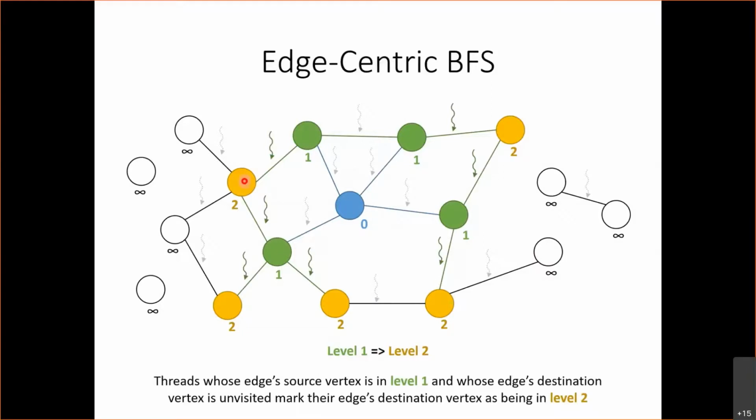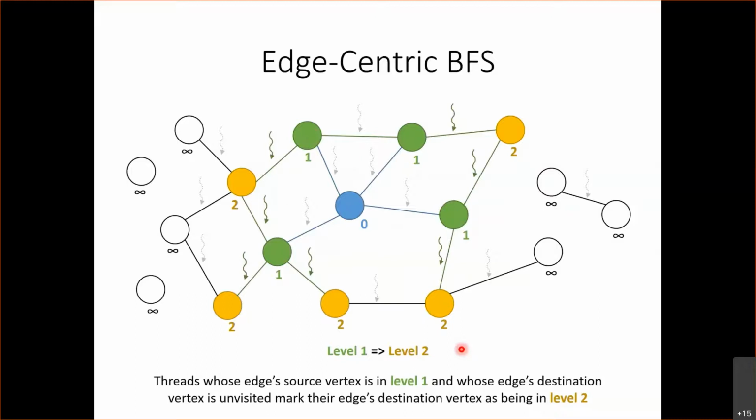So in this case, this thread for its edge will find that the source vertex is in the previous level, level 1, and its destination vertex has not been visited. So this thread will mark its destination vertex as part of the current level, which is level 2. Okay, is it clear? All right, let's go implement this.